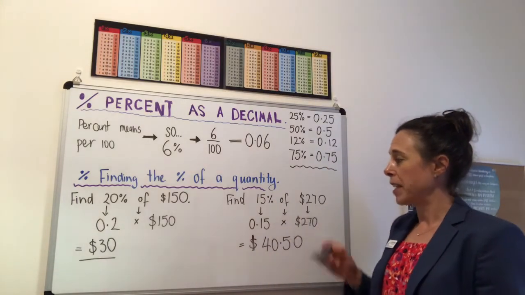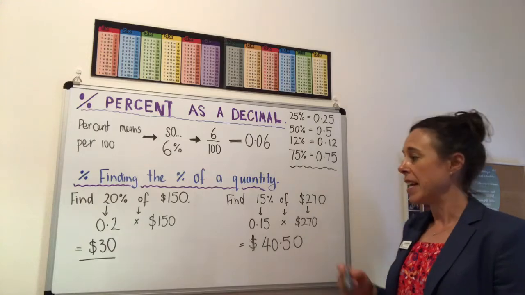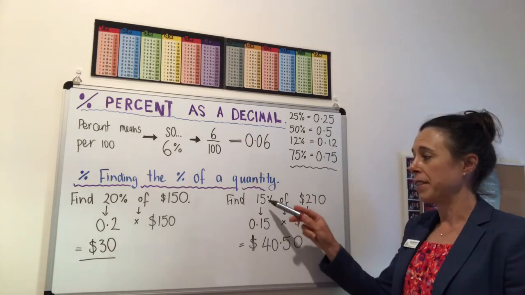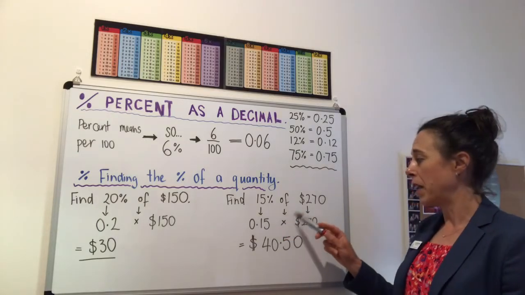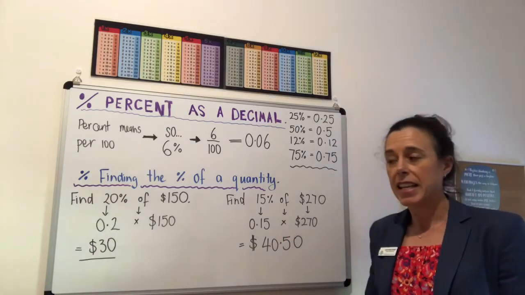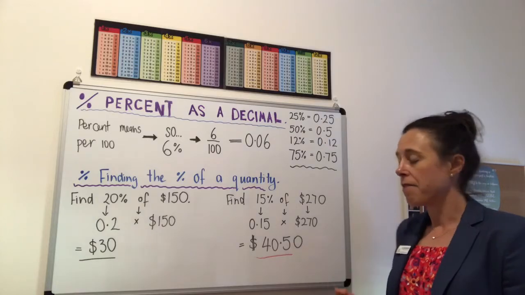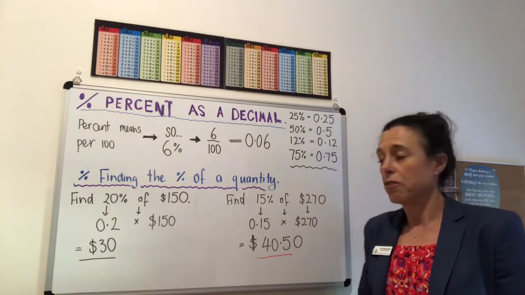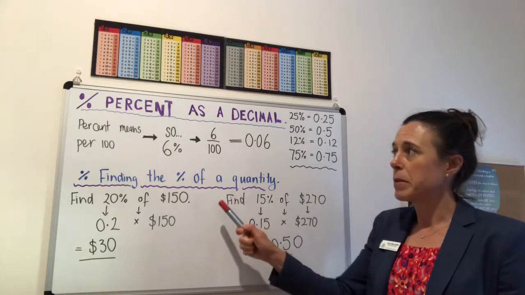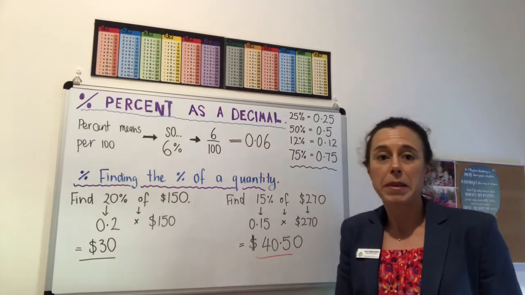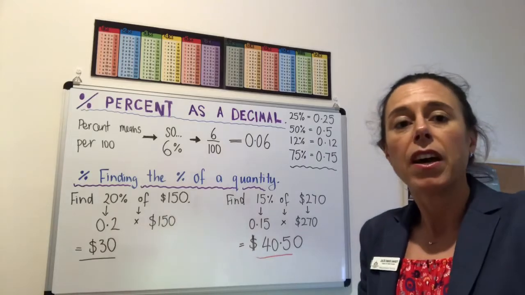Over here we have 15% of 270 and we've done exactly the same process. 15% becomes 0.15 multiplied by 270 to give us a final value of $40.50. Okay, so that's finding the percentage and converting from a percent to a decimal.